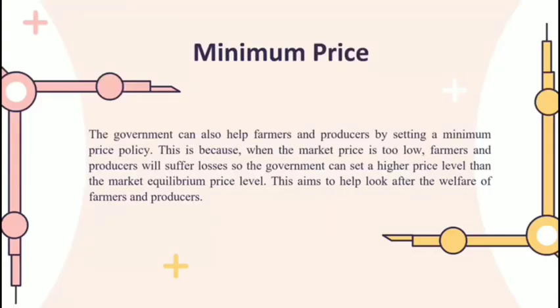Minimum price. The government can also help farmers and producers by setting a minimum price policy. This is because when the market price is too low, farmers and producers will suffer losses, so the government can set a higher price level than the market equilibrium price level. This aims to help look after the welfare of farmers and producers.